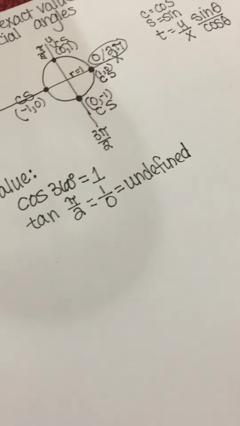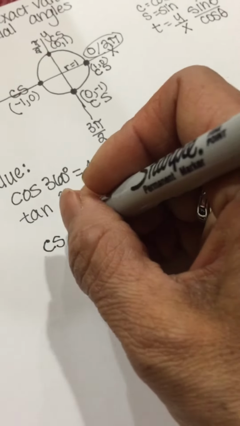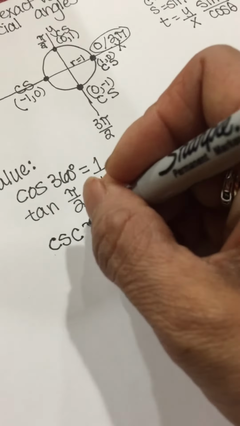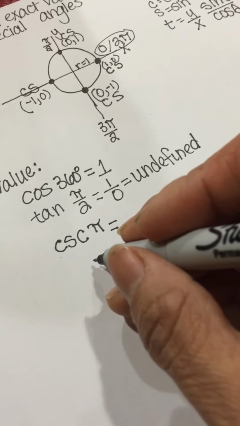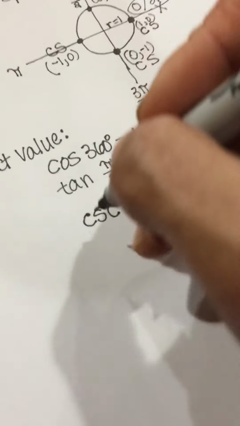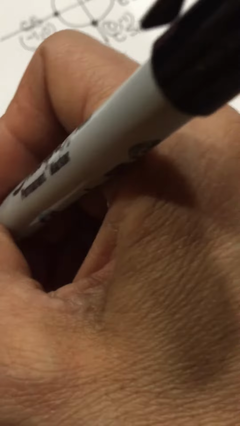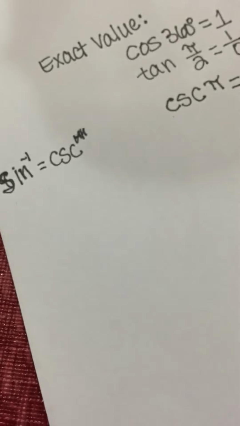Another part that I'm finding is that when we do the inverses, let's try the cosecant of pi. Cosecant is the inverse of sine. So if we're at pi, I'm going to come over here. Pi is here. So I need to know that the cosecant is the inverse of sine. Sine, I apologize, because you can't even see it. Sine inverse is equal to cosecant.